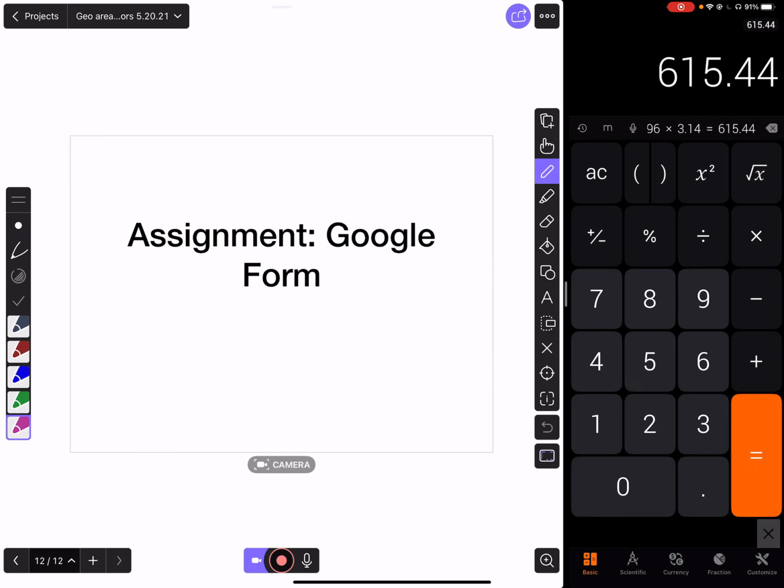All right, your homework is just a Google form. You have to calculate a couple of areas of entire circles and then a few areas of sectors.